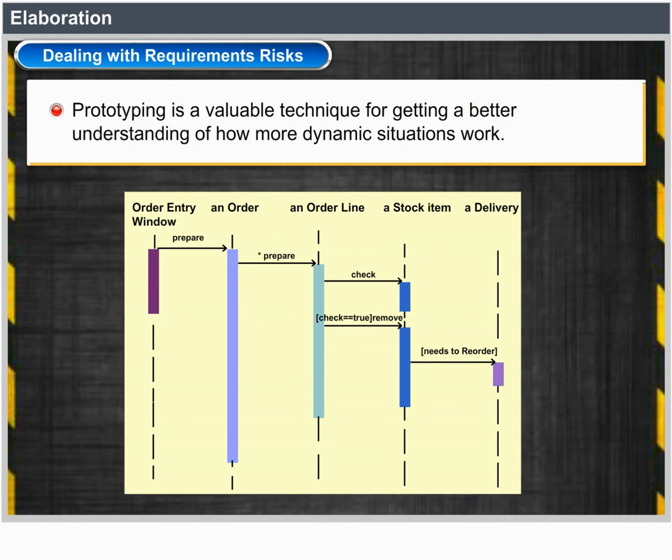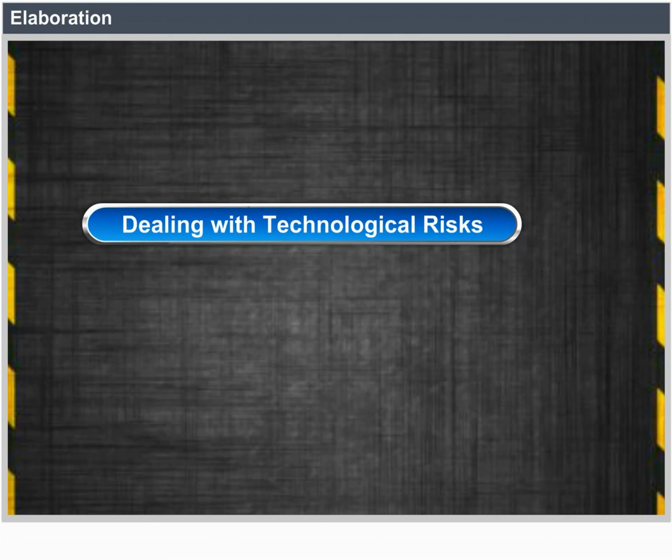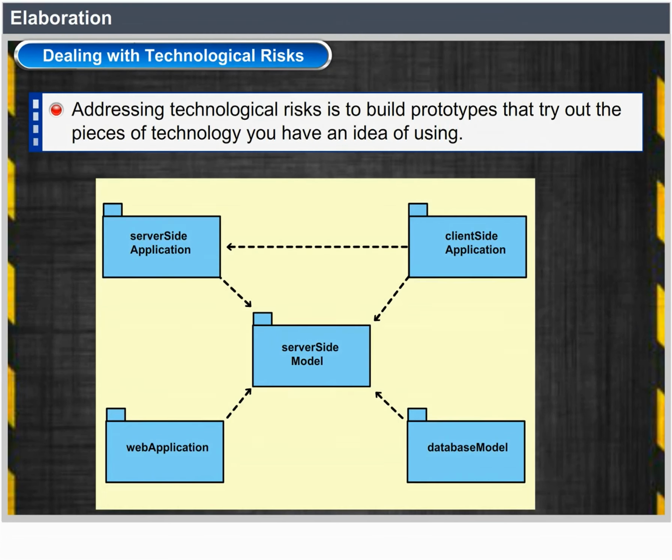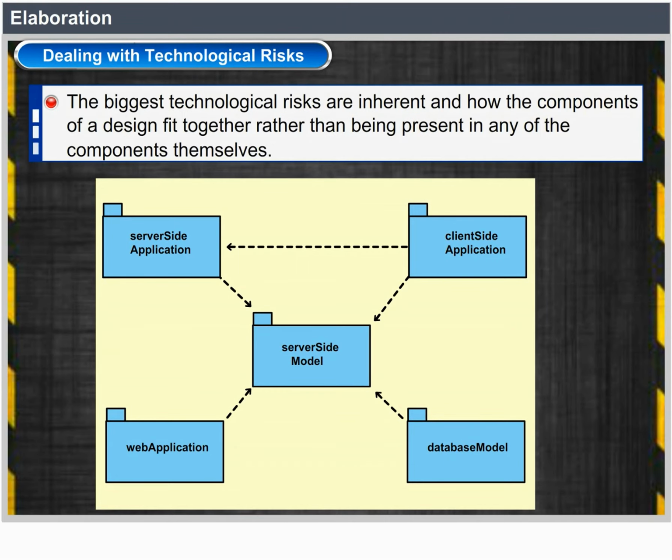Prototyping is a valuable technique for getting a better understanding of how more dynamic situations work. Dealing with technological risk. Addressing technological risk is to build prototypes that try out the pieces of technology you have an idea of using. The biggest technological risks are inherent in how the components of a design fit together rather than being present in any of the components themselves.